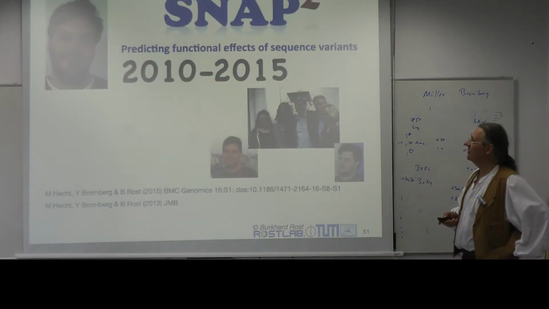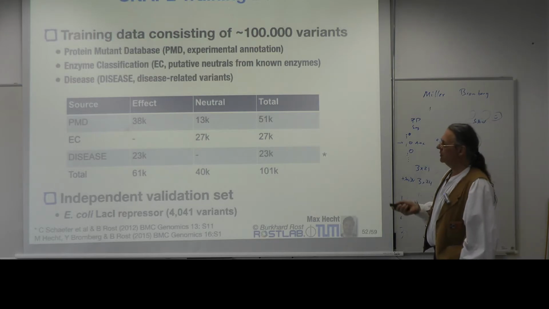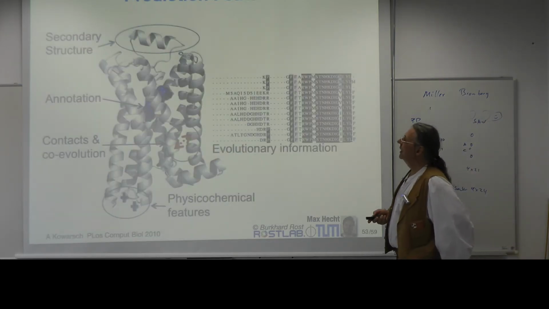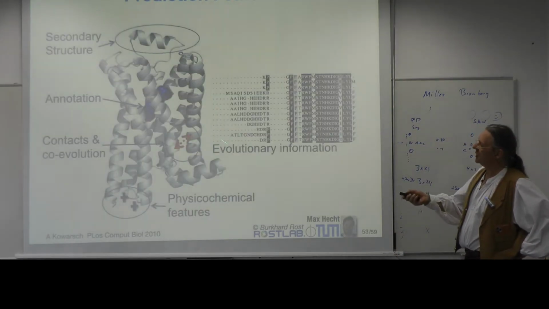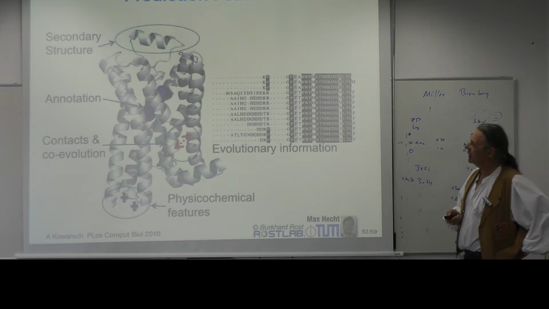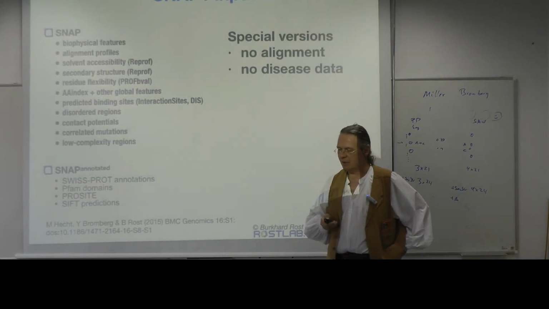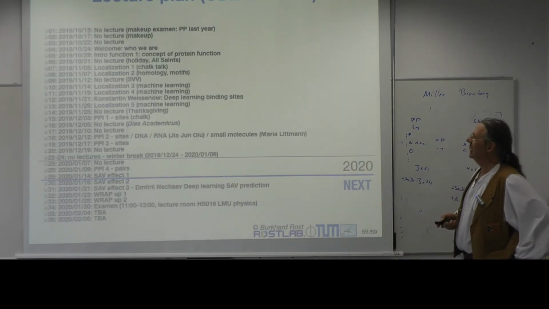So then there's sort of next generation, SNAP2, came from Max Hecht. He sort of introduced new positive, but also new negative, ended up with a sort of 100,000 data set, and introduced more features such as contact predicted by coevolution, essentially the feature that I talked about in a much simpler way, and overall this thing does slightly differently, it does slightly better.